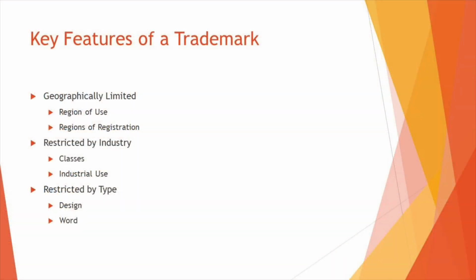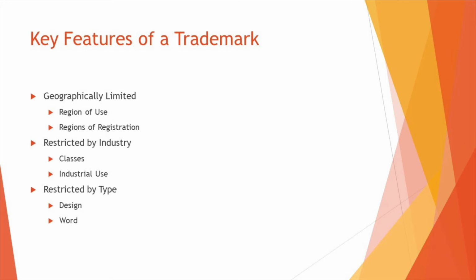Now, let's look at some key features of a trademark, how it operates, and what separates it from other forms of intellectual property. When it comes to discussing the key features of the trademark, there are essentially three that make it different from other forms of intellectual property. The first is that it's geographically limited. The second, that by and large, it's restricted by industry, and the third, that it's restricted by type.